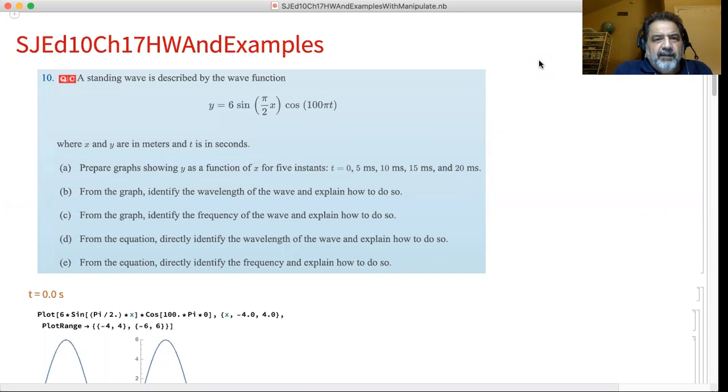A standing wave is described by the wave function y equals 6 sine of pi over 2 x times the cosine of 100 pi t, where x and y are in meters and t is in seconds. The first part of this is to prepare a graph showing y as a function of x for 5 instances: t equals 0, 5 milliseconds, 10 milliseconds, 15 milliseconds, and 20 milliseconds.